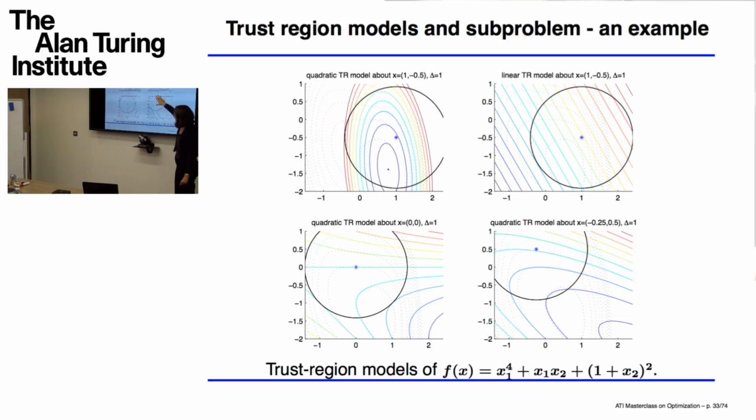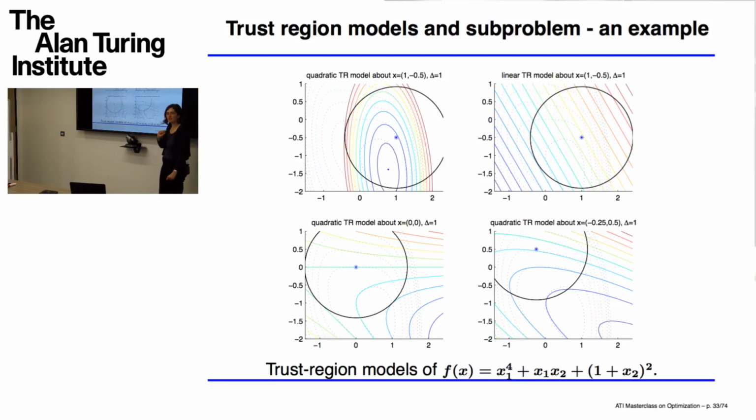Now, here we have another convex model, local model, but the global minimizer of the model is outside the trust region. And so here again, the minimizer will be somewhere on the boundary of the ball. So this is how these kind of trust regions and ball constraints can relate to each other.